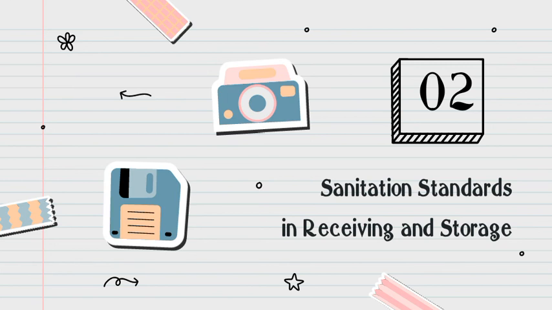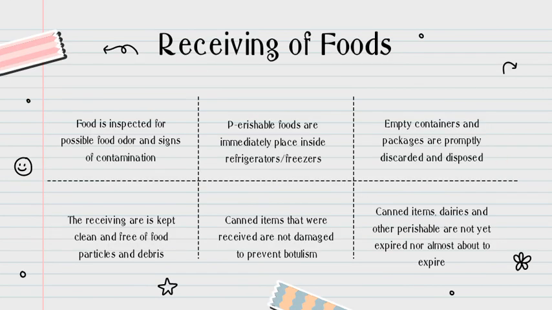The next is sanitation standards in receiving and storage. So in receiving of foods, food is inspected for possible food odor and signs of contamination. So you need to inspect the food in case it is expired or something and can no longer be used. Perishable foods are immediately placed inside the refrigerator and freezer. So it is not allowed to leave them out. Then empty containers and packages are promptly discarded and disposed. The receiving area is kept clean and free of food particles and debris.